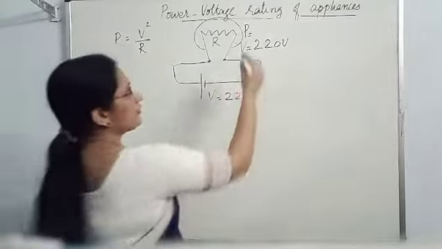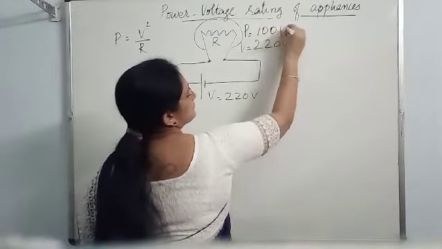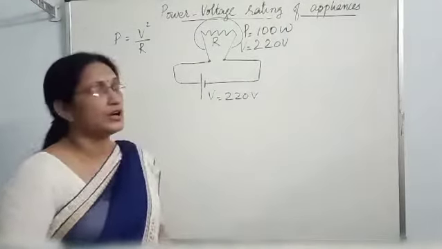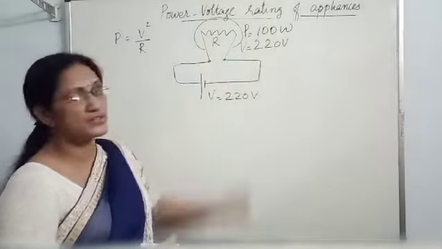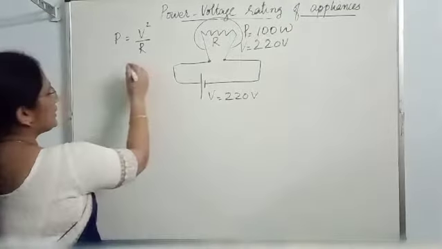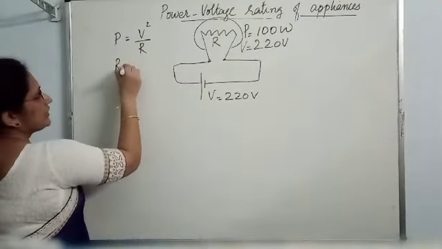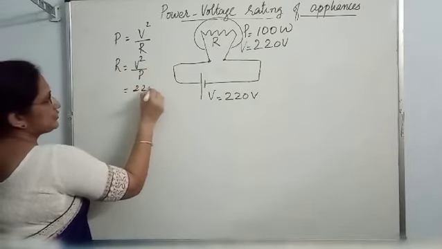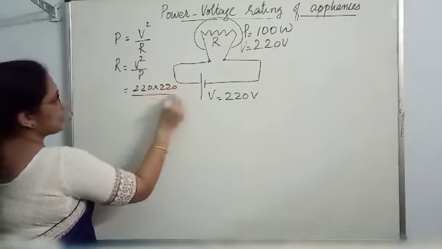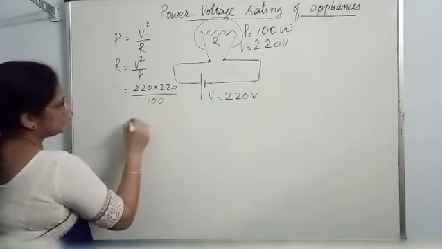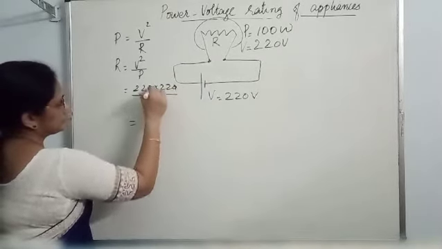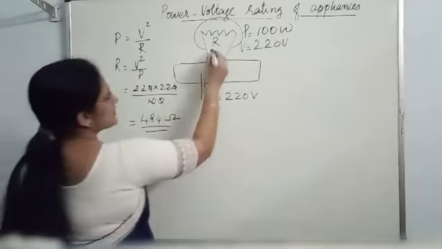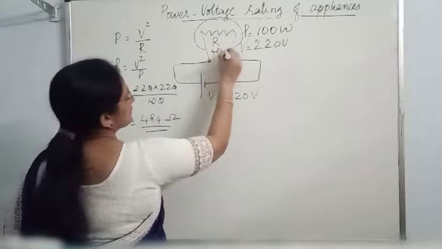Consider a bulb of 100 watt power having voltage rating of 220 volt. How much will be the resistance of this filament? Let us calculate. P is equal to V square by R, so R is equal to V square by P. V square means 220 into 220 upon P, which is 100. That gives 484 ohm. That is the resistance of this filament.